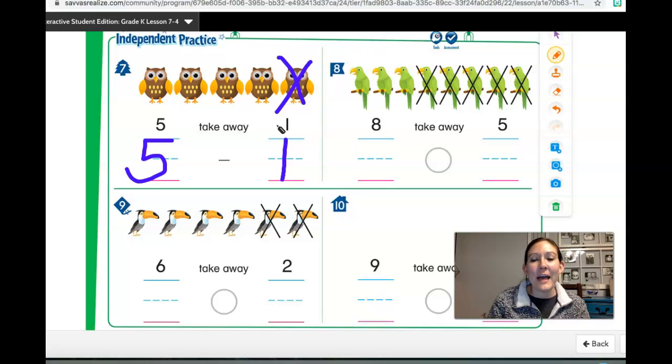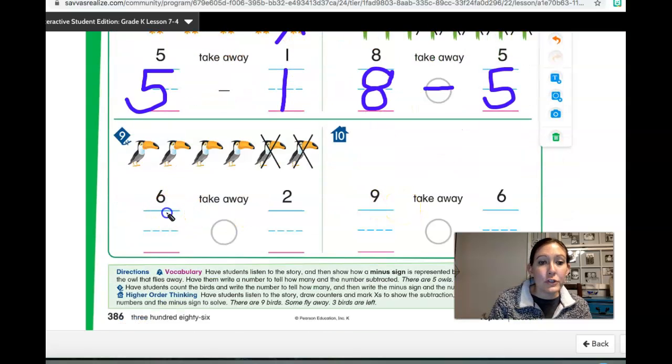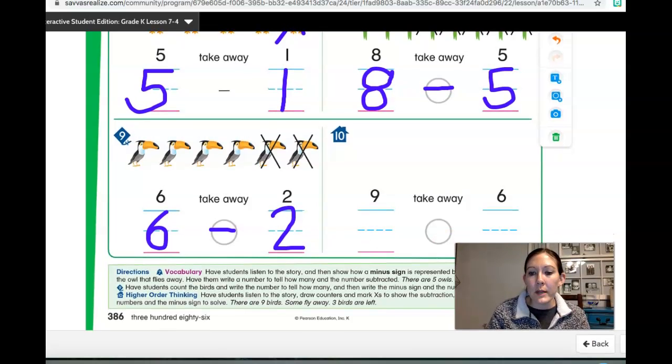All right, let's look at number 8, flag. There are 8 birds in all. Minus, because some are being taken away, 5. 1, 2, 3, 4, 5. 5 parrots are being taken away from that group of 8. 8 take away 5 is the same as writing 8 minus 5. This picture shows 6 minus 2. Great job.